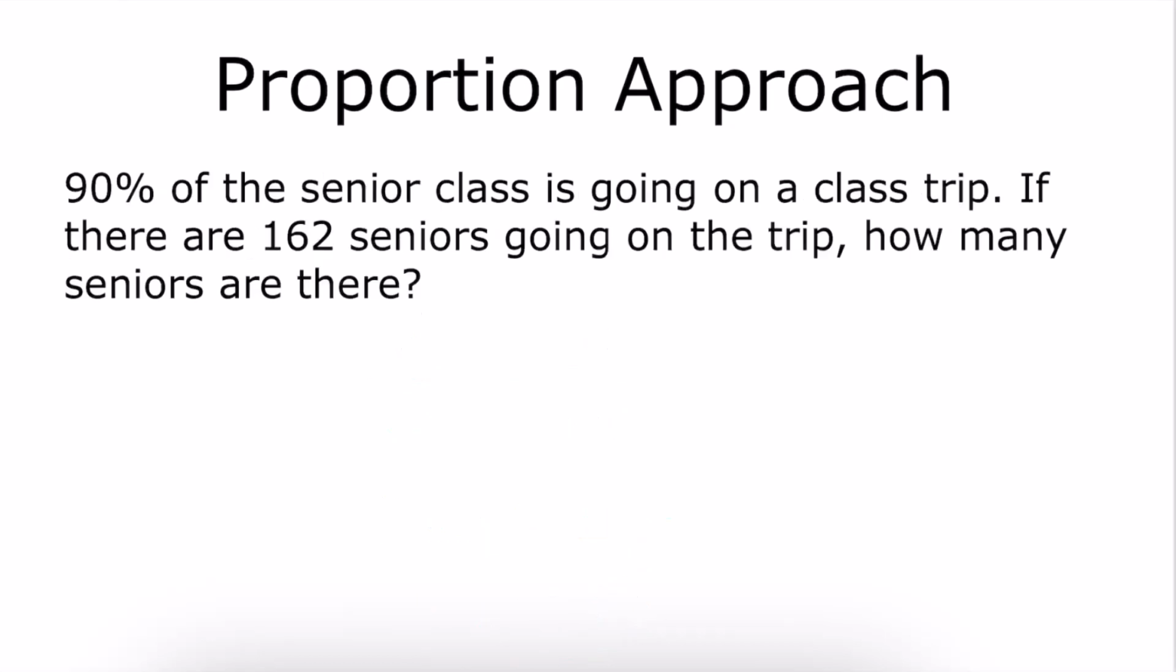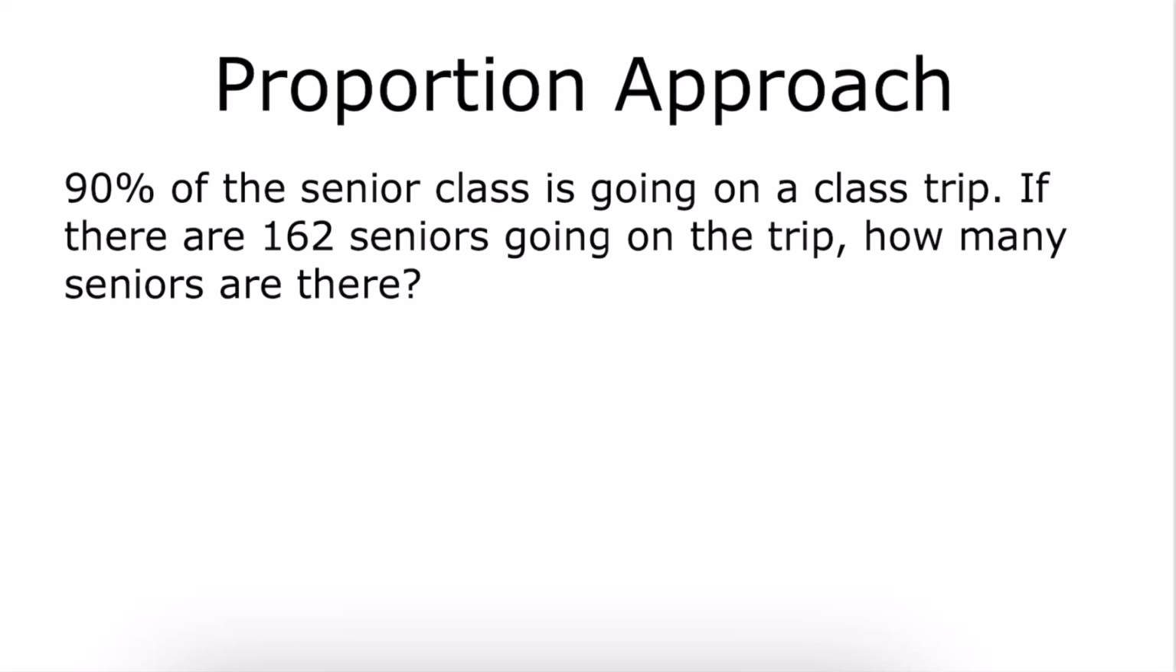And then the last type of problem you could solve with a proportion approach is the one where you have a missing whole. So in this case, we know that 90% of the senior class is going on a class trip, and there's 162 seniors going on the trip, and we want to know how many seniors there are altogether, not just the ones that are going on the class trip.